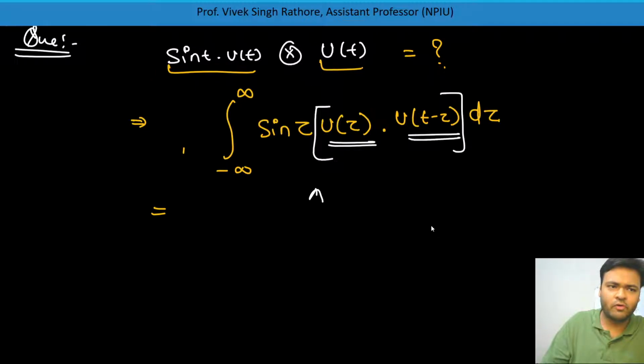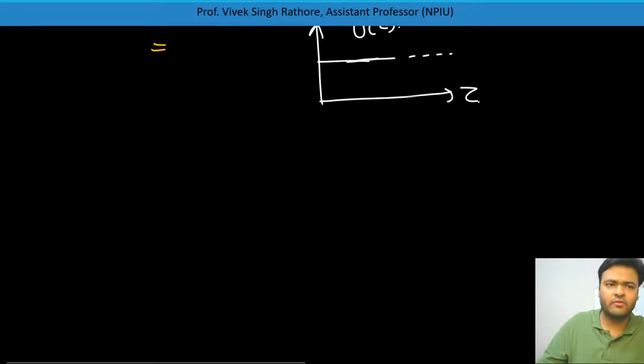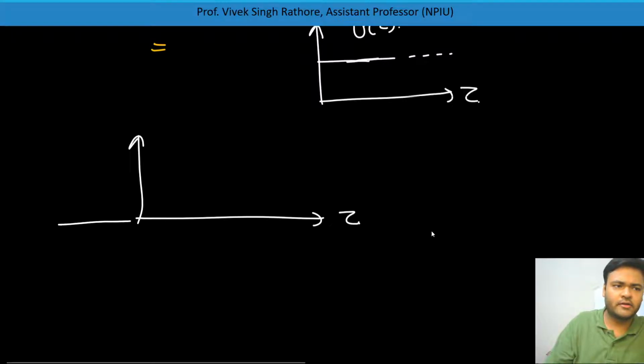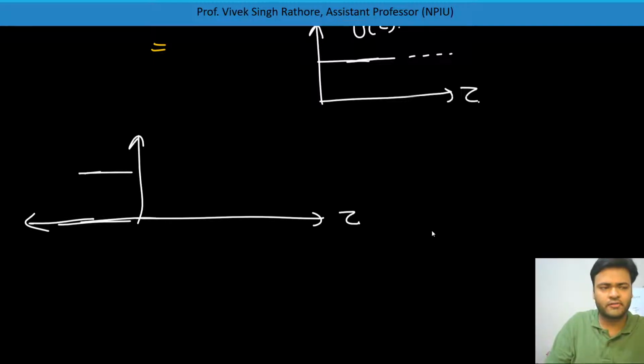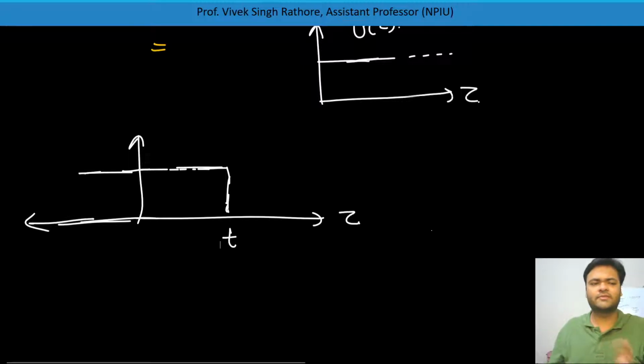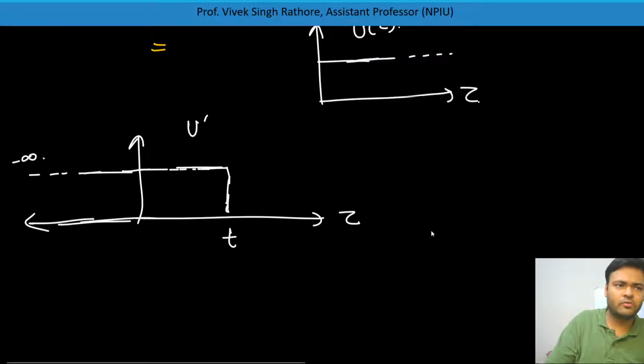So what do these two signals signify? If you plot u(tau), you'll see this is the tau domain and this is your signal, going on. This is your u(tau). And if you want to see u(t minus tau), you'll get it here: it will start from here, because u(tau) is reversed and then shifted. Let's suppose it is shifted till here, because t is this much value, and it is going on till minus infinity. This is your u(t minus tau).